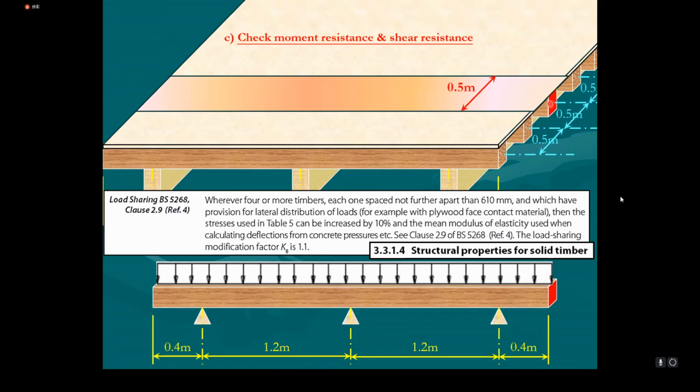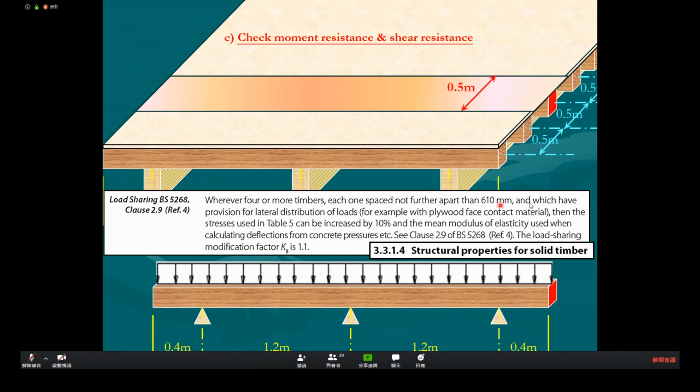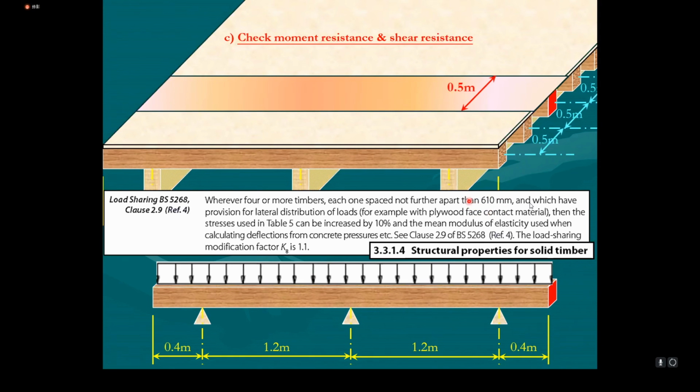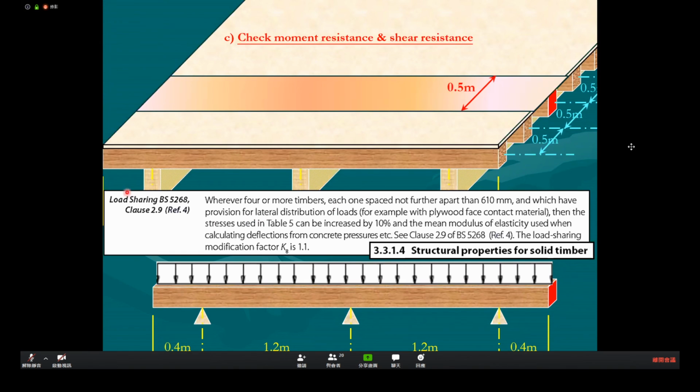The spacing between the timbers should not be larger than 610 millimeter. So you have 500 millimeter only. So it's okay. And therefore, you can consider there is lateral distribution of load, provided by the plywood fixed to the joist. So you can consider load sharing.